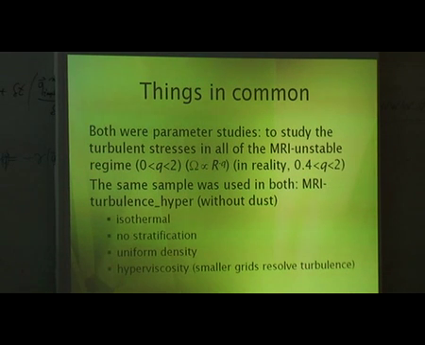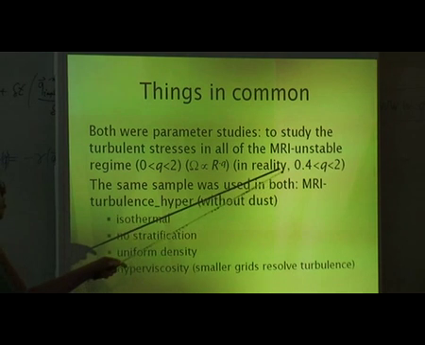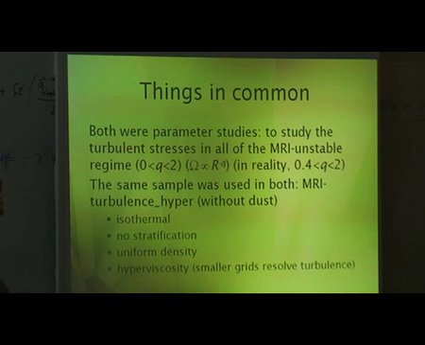But in reality, we only got down to 0.4, because when you got that low, no matter what you did to the hyperviscosities, you just couldn't get it, the Reynolds stress was most of the time below 0, no matter what we did. So I don't know, maybe we should have used larger grids or something. But anyway, this is our range.